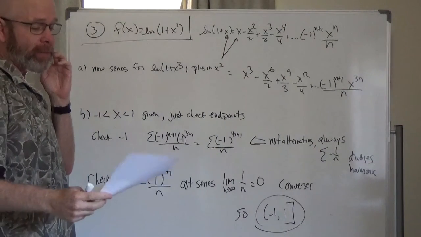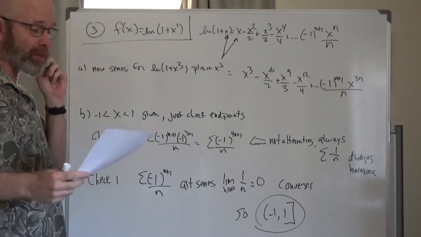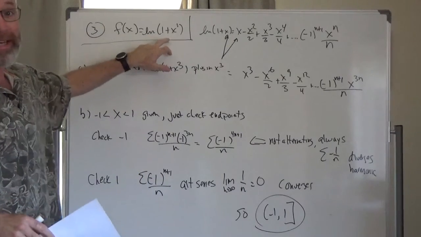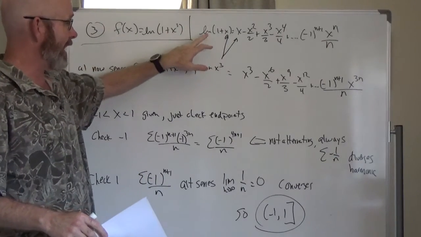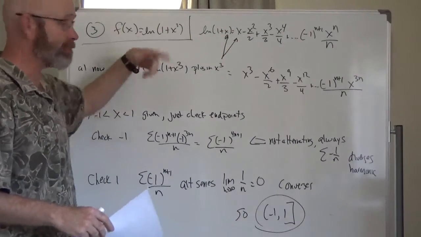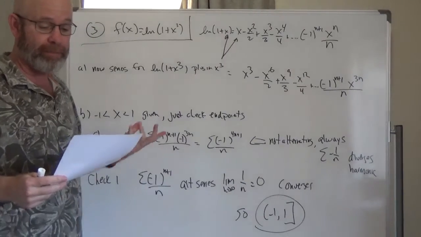Okay, problem number 3. A lot going on in this problem. Not the easiest series problem for sure. So they told us that f of x is the natural log of 1 plus x cubed, and they gave us the series for natural log of 1 plus x. So one of these pre-existing series could make it a lot easier to write our series.